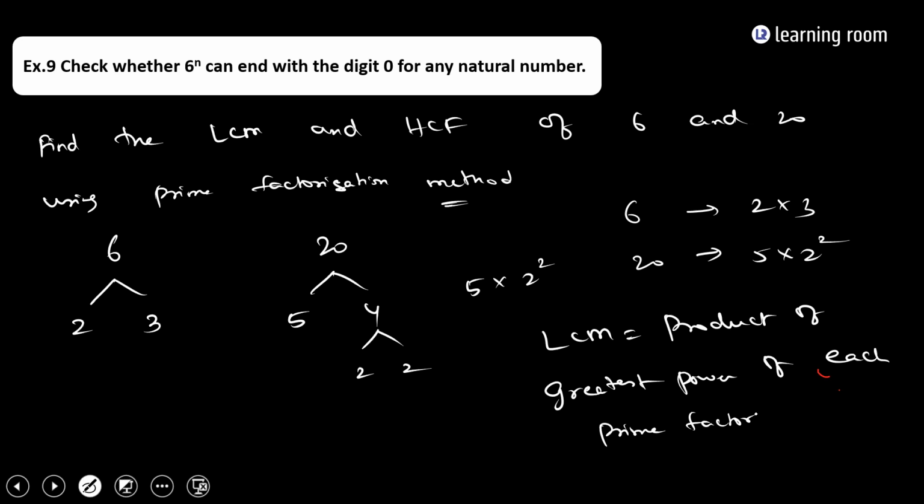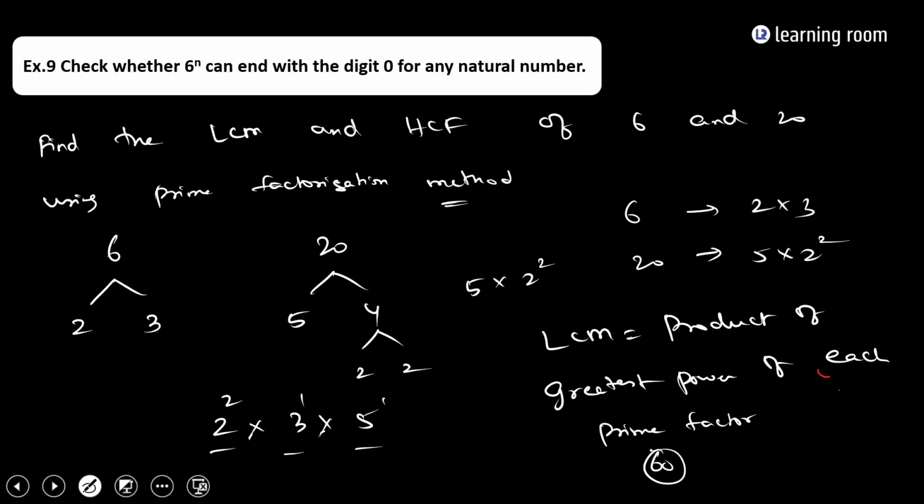So what am I supposed to take? How many prime numbers are there in this problem? 2, 3, and 5. So for 2, what is the highest power? 2 square. For 3, what is the highest power? 1. For 5, what is the highest power? 1. So it's going to be 4 into 3 into 5. So 60 is the right answer. Correct.